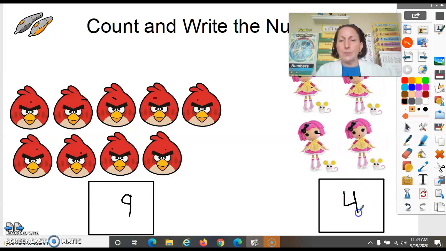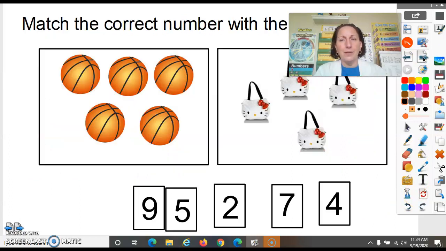So again, this week, this is something easy your parents can do to help you and support you. They could just draw a few pictures and then have you count and see how many there are and then write that number. So that's an easy way to get a little help at home. All right, now we're going to count and then match it to the right number.